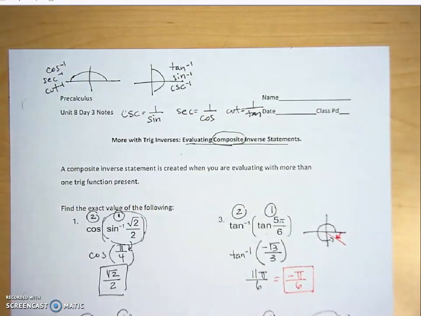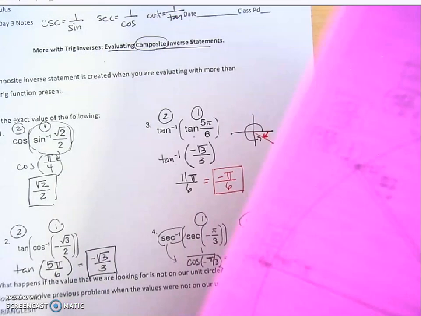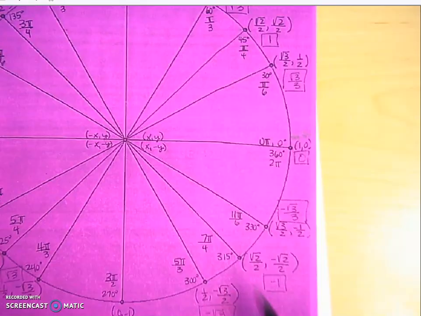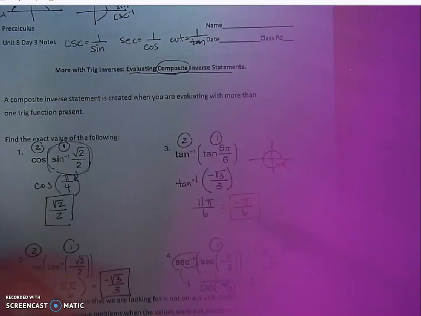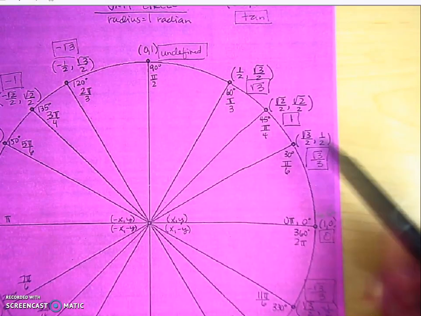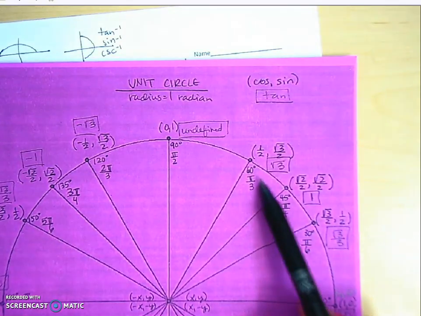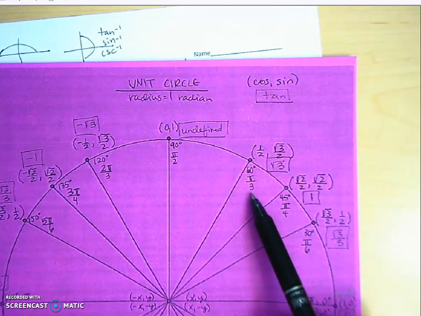So notice that our original angle is not in the domain restriction. So we need to find where we have a cosine value of 1/2 and is in our domain restriction, and it's this one right here, pi over 3.